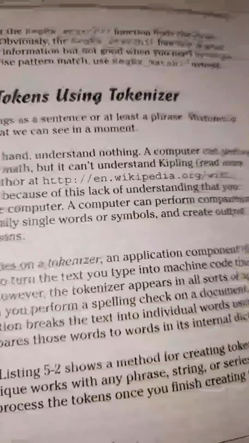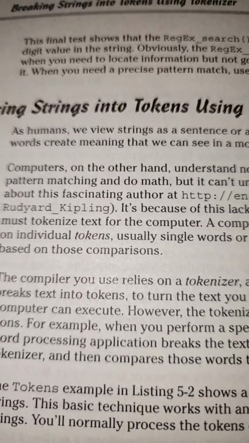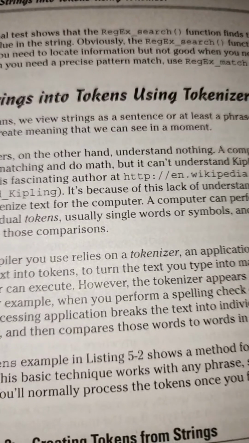Breaking strings into tokens using tokenizer. As humans, we view strings as a sentence or at least a phrase. Mixtures of words create meaning that we can see in a moment. Remember, computers, on the other hand, understand nothing. A computer can perform pattern matching and do math, but it can't understand Kipling. Read more about this fascinating author at http://en.wikipedia.org/wiki/Rudyard_Kipling. It's because of this lack of understanding that you must tokenize text for the computer.